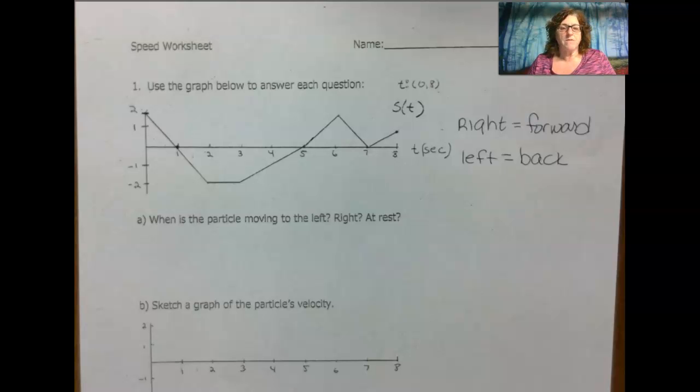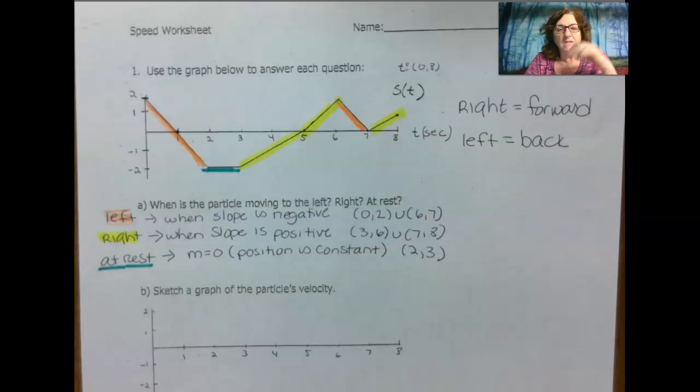Put the video on pause and complete these answers. Okay, because I like to color code, I color coded this again. So the particle is moving left when the slope is negative. So that's the interval from 0 to 2 and from 6 to 7. It's moving right when the slope is positive. And I'm going to say from 3 to 6. Even though I know that there are different slopes going from the interval from 3 to 5 and from 5 to 6, the particle is still moving right over that interval from 3 to 6. And then also the interval from 7 to 8.